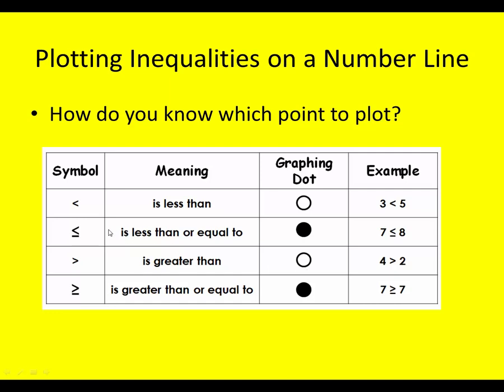Okay? So the less than is an open dot, greater than open circle when you're plotting it on a number line. Then you'll notice the less than or equal to, greater than or equal to sign. Okay, you have them filled in because that includes that number. So 7 is greater than or equal to 7, it's including 7. So 7 is a part of that.